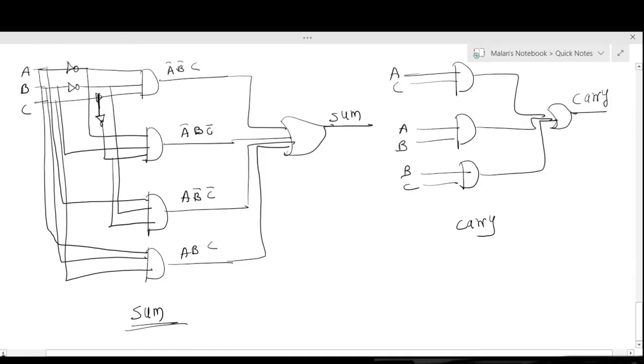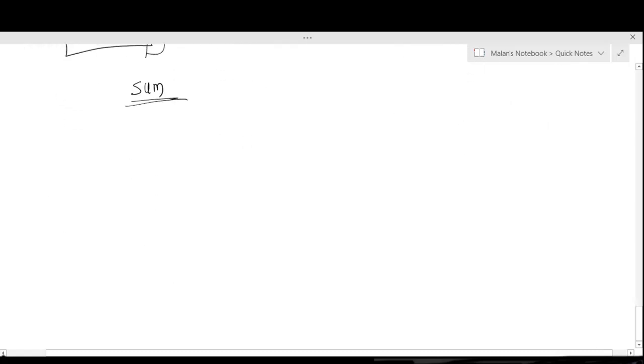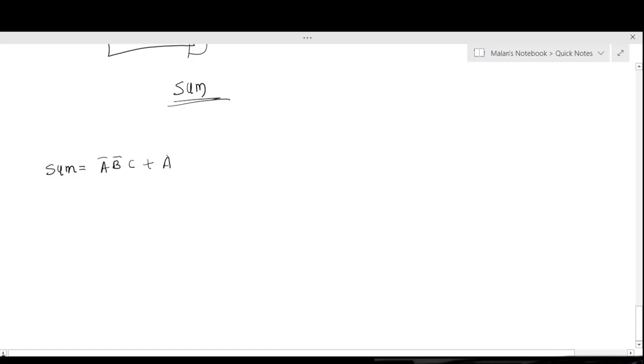Now when we want to implement the full adder to give the output as sum and carry, with the special XOR gate, sum and carry will be in the same logic design. At that time we'll try to minimize the Boolean function of the sum. The sum Boolean function we have identified like this: Sum is equal to A bar, B bar, C plus A bar B C bar plus A B bar C bar plus A B C.